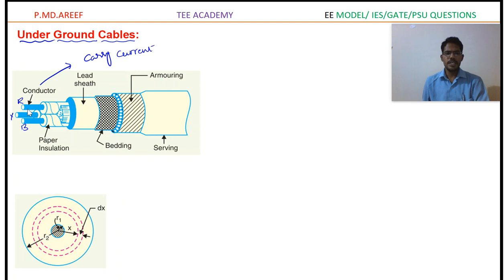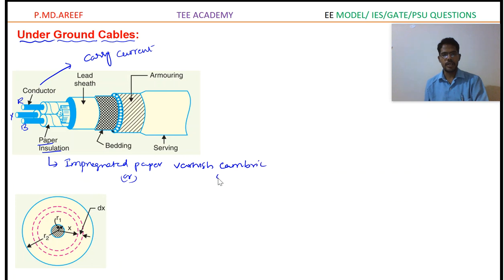Now these three conductors are separated by some paper insulation. The paper insulation may be impregnated paper, or varnish cambric, or it may be a rubber tape. These three conductors are covered by this rubber tape because it is used to provide insulation between the conductors.